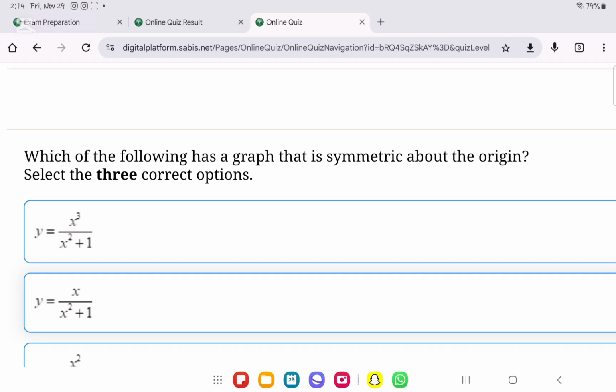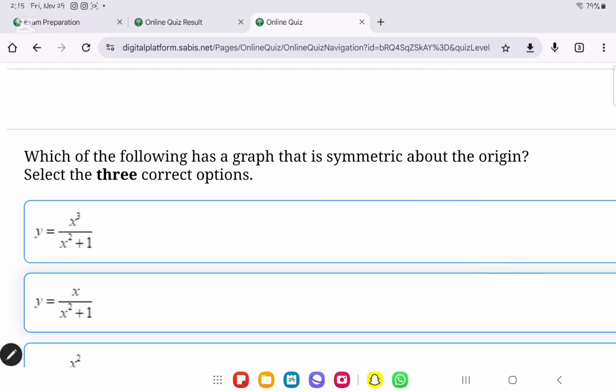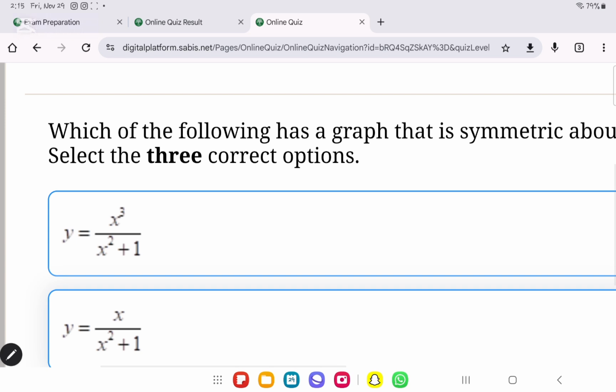Why? They're telling us which of the following have a graph that is symmetric about the origin. Symmetric about the origin means it is odd. So we have to search for which of the following is odd. In other terms, symmetric about the origin means odd. So now if we are going to proceed, we are going to start with the first one. If you remember, to find out if something is odd, the only thing we have to do is check that f(x) has to be equal to minus f(minus x).